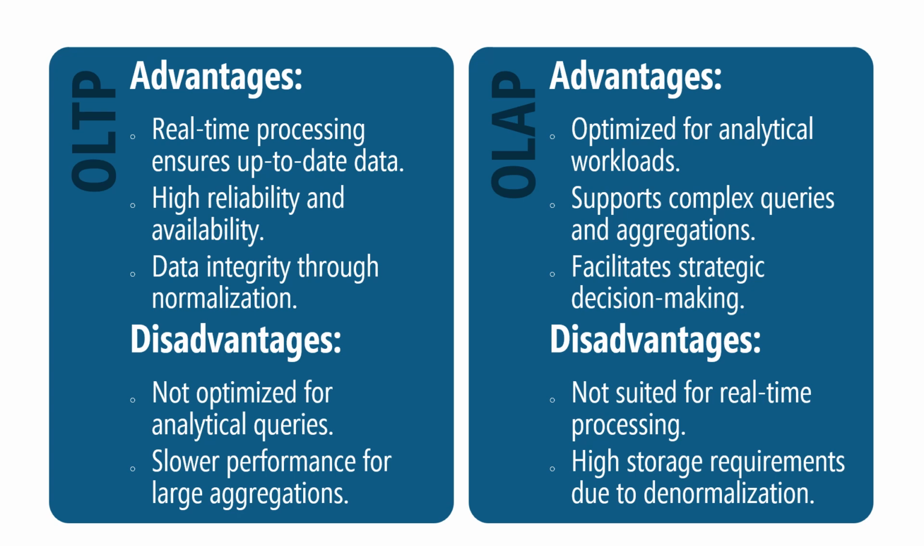But OLAP isn't without its limitations. It's not designed for real time processing, so it can't handle on the fly updates like OLTP. And because it often uses denormalized data, it requires more storage, which can increase costs. In short, OLTP is the go to for fast, reliable transactions, while OLAP is built for deep analysis and long term strategy. Together, they form a complete data ecosystem, each serving its own purpose.